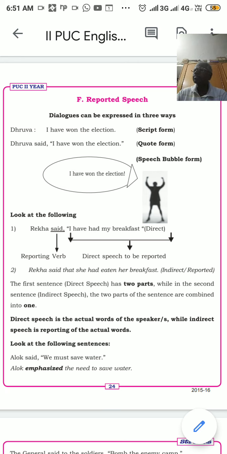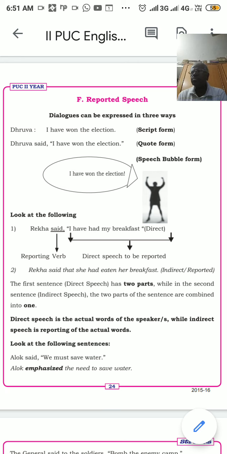I hope you understand. Then we have yes or no questions. Only two types of questions: we have WH questions and yes or no questions. That means the answer will be yes or no. For example, do you know English? Have you taken breakfast? So these are all yes or no questions. The answer will be yes or no. How are they changed?